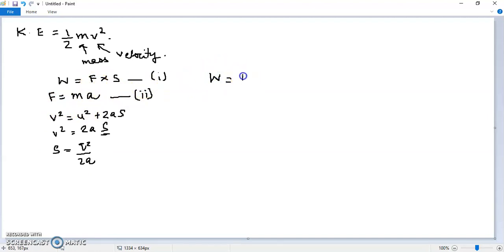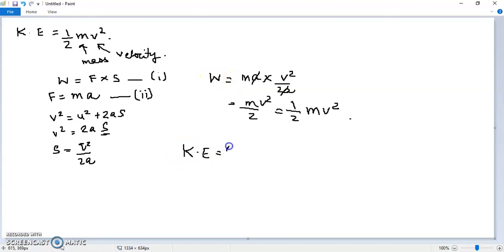W is equal to f, which is mass into acceleration, into displacement, which is v square by 2a. All right, a and a get cancelled out, so we are left with mv square by 2, which we can write as half mv square. And as I told you, whatever work we do is stored in the form of kinetic energy. So what do we get? Kinetic energy is equal to half mv square. Is it clear? This is how we derive the expression for kinetic energy.